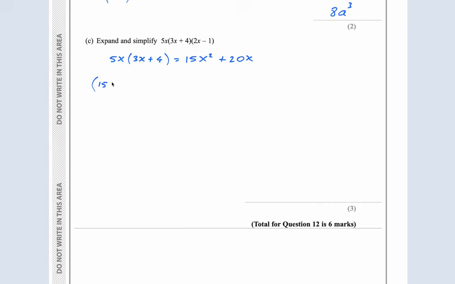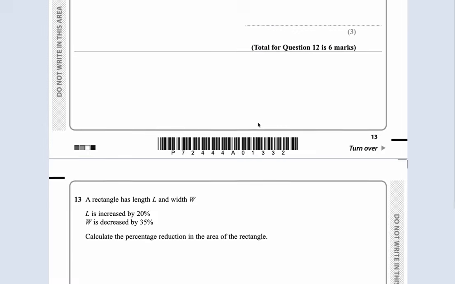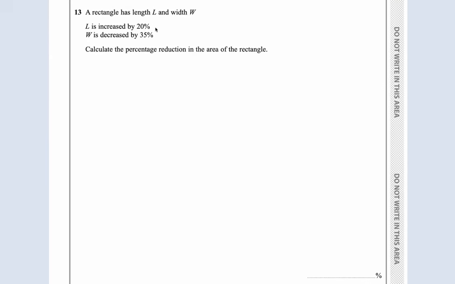So it's 15x squared plus 20x times 2x minus 1. 15x squared times 2x is 30x cubed minus 15x squared plus 40x squared minus 20x, which gives us 30x cubed plus 25x squared, when I add these two, minus 20x.